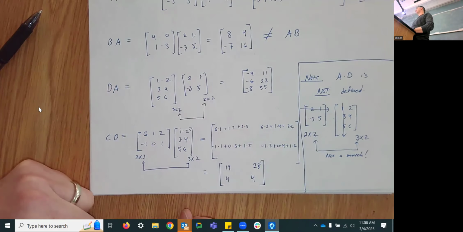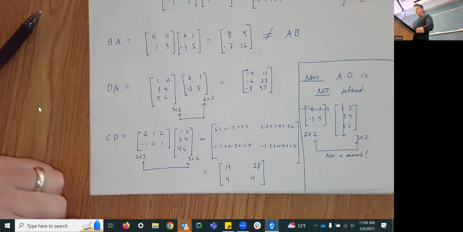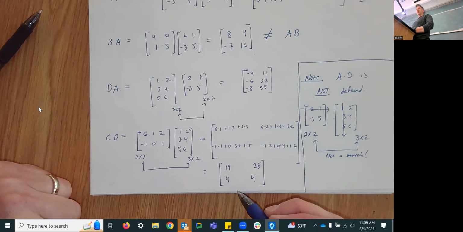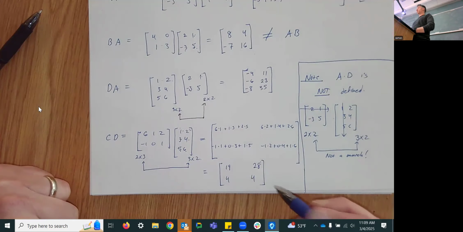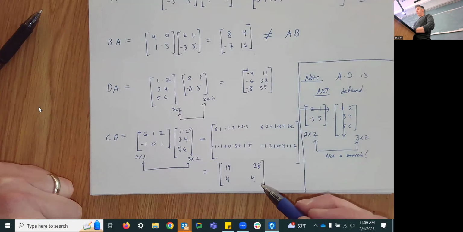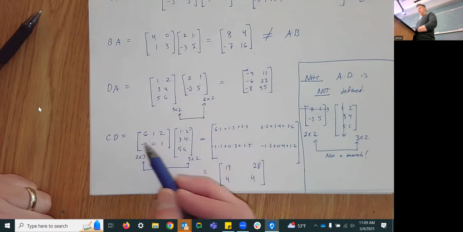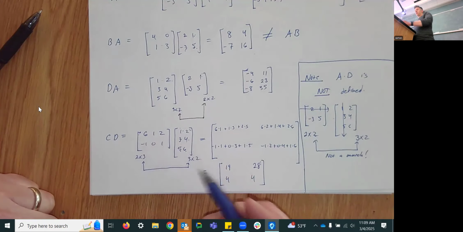Again, I will say, because I think he did kind of mention it, that the way you get a particular entry in a certain row and column of your resulting matrix is by multiplying that row of the first matrix dotted with that column of the second matrix.